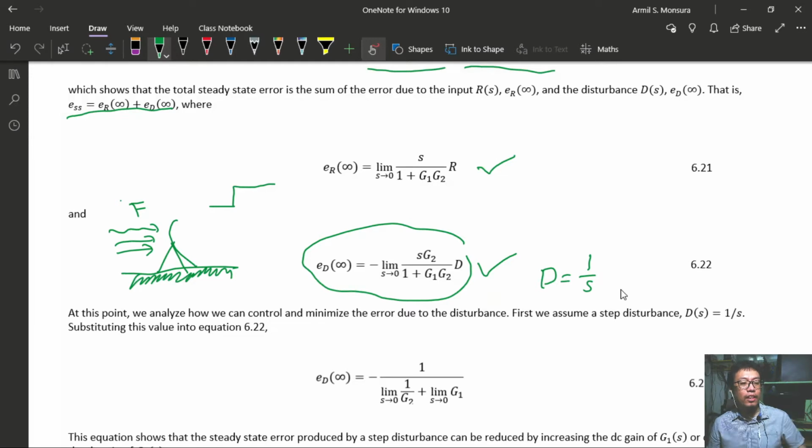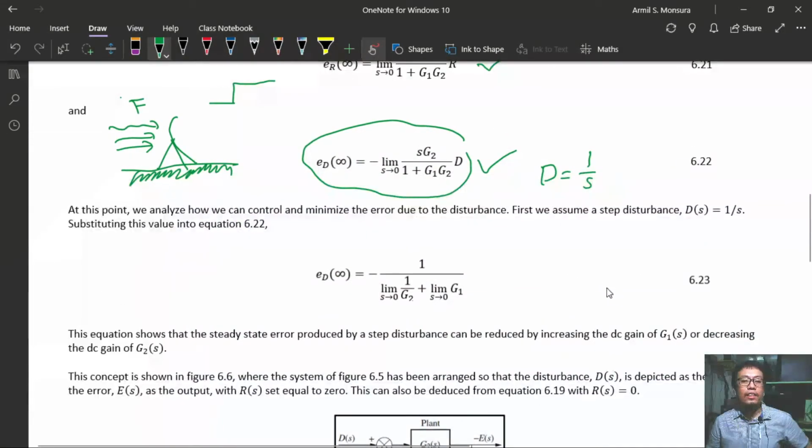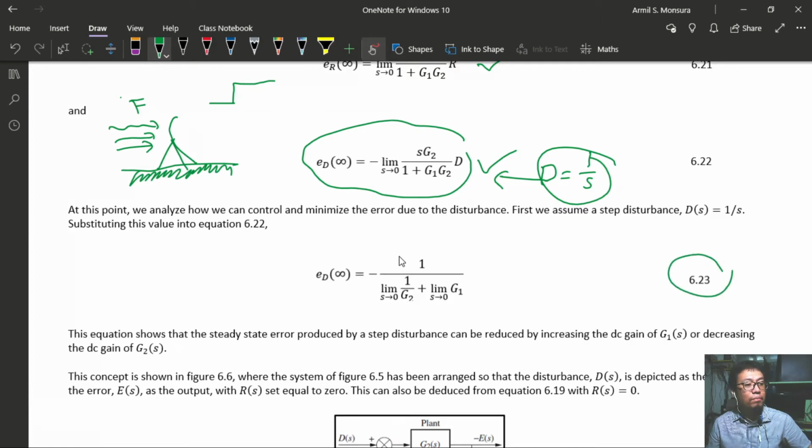Okay. So, yung pagiging practical ng pag-assume or pagiging specific natin with a step disturbance, okay, is not really very restrictive in terms of its analysis. Okay. So, ang gagawin natin is if we assume now DS, your disturbance signal, to be a step input, we can substitute this dito sa 6.22.